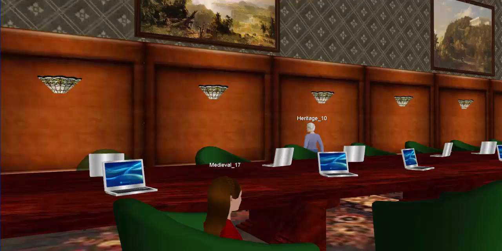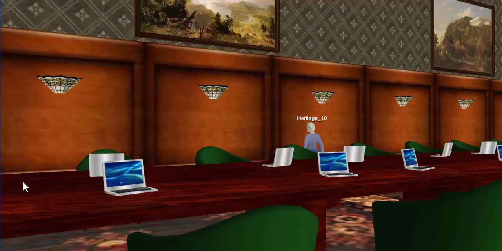Let's stand up using F12 and go back out into the lobby.